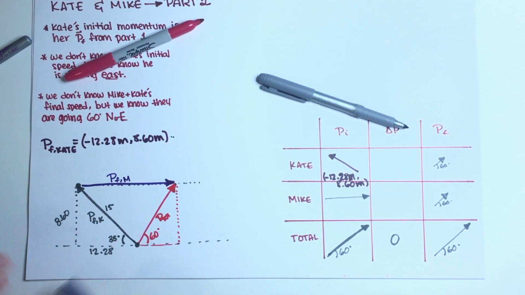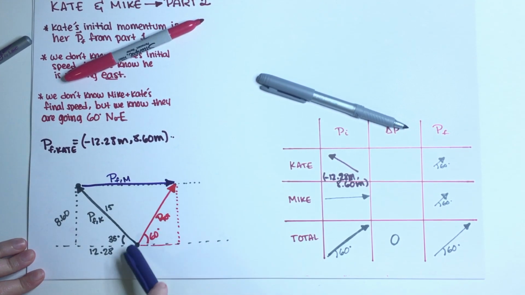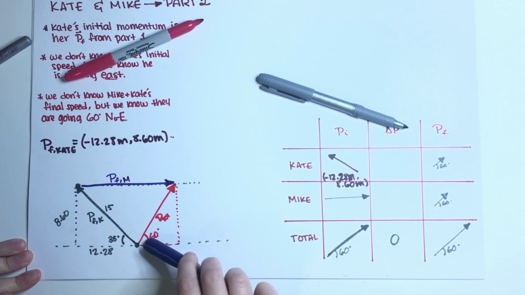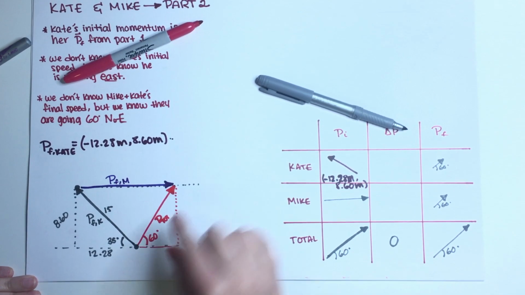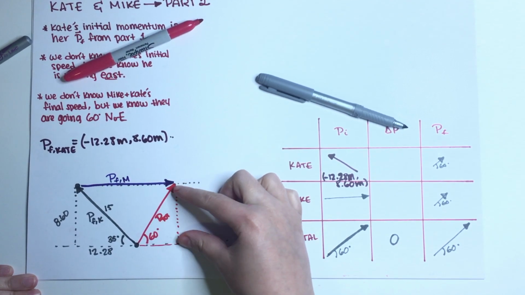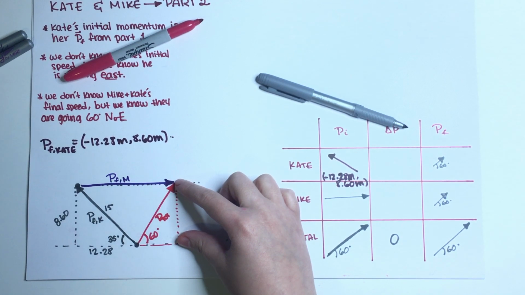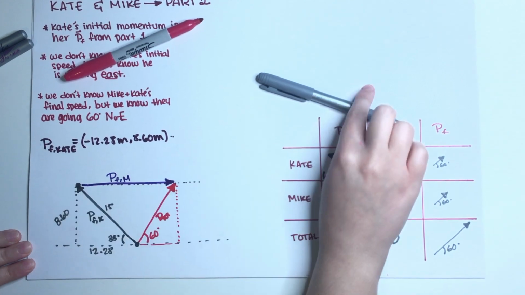So this is how it's gonna work. If you add Kate plus Mike, you get your total. We know that this is 60 degrees, but we don't know what this is. Well, actually, we do know what this is, right? Because if you just look at the triangle, Mike is all on the X component.